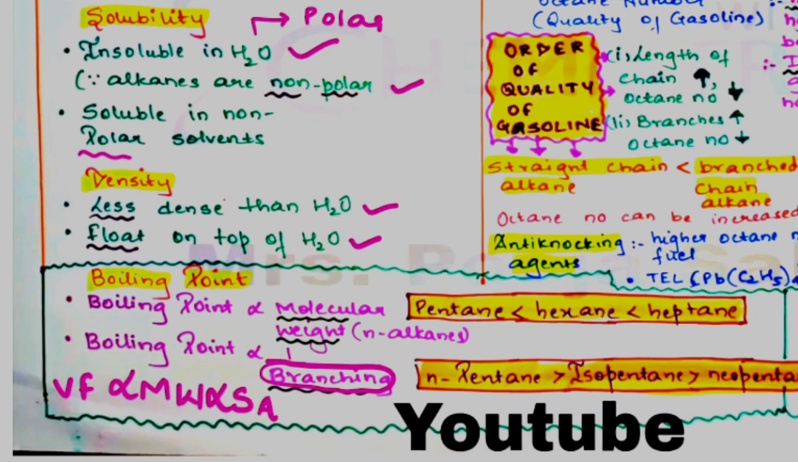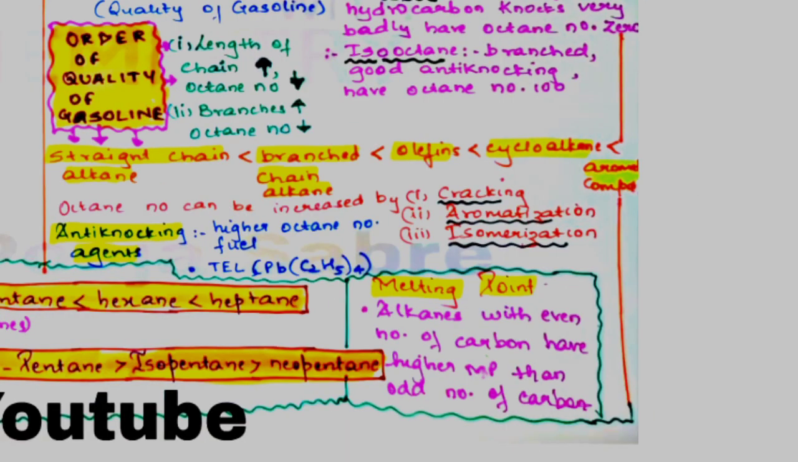So in short, wherever you find branching, the boiling point is less. Now let us take one example: pentane, hexane, heptane. Heptane has the most carbons, so the molecular weight of heptane is greater than hexane, which is greater than pentane. The same logic applies here. The maximum boiling point is for heptane, then hexane, then pentane. The same concept applies for branching. As I said, boiling point is inversely proportional to branching. So if you draw the structures, n-pentane has a straight chain. Isopentane looks something like this.